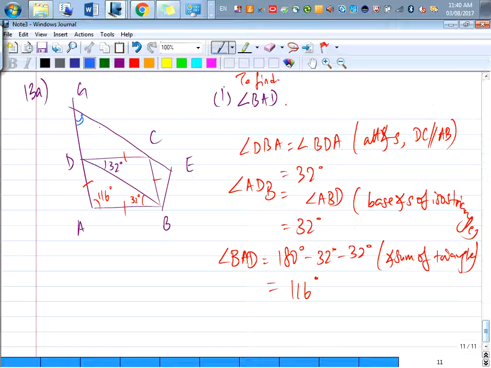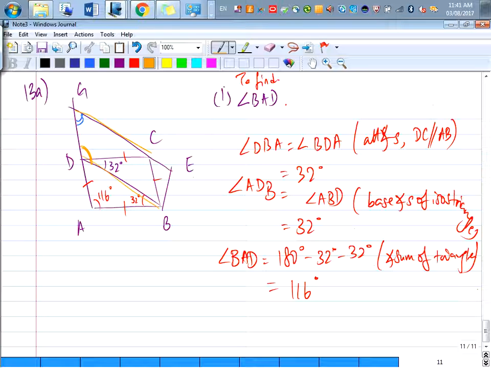To find the blue angle, I will need to know what is angle GDB. I want to find out what this angle is first. Because once I manage to find out this angle, this is a parallelogram. These are parallel lines. GC and DB are parallel lines. Once I manage to get this, I'll just take 180 minus the orange one to get the blue one.